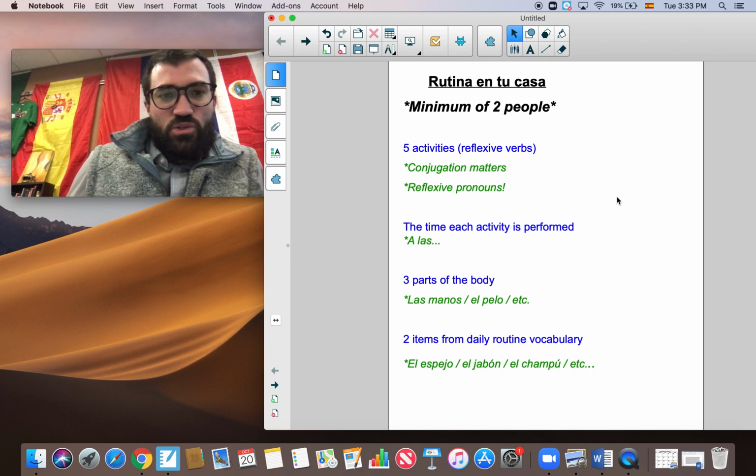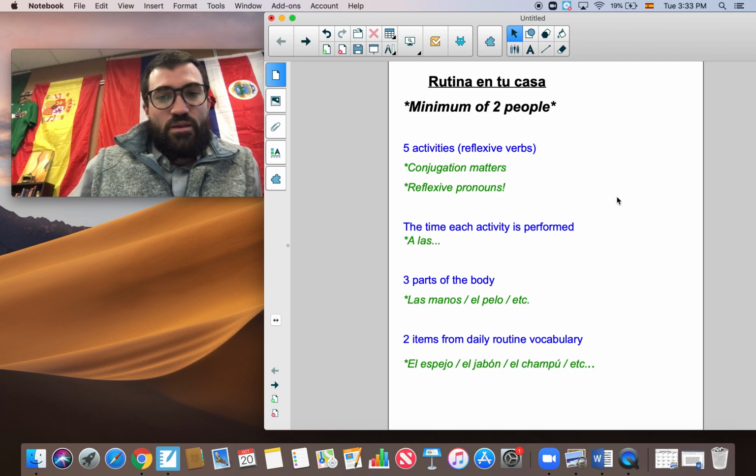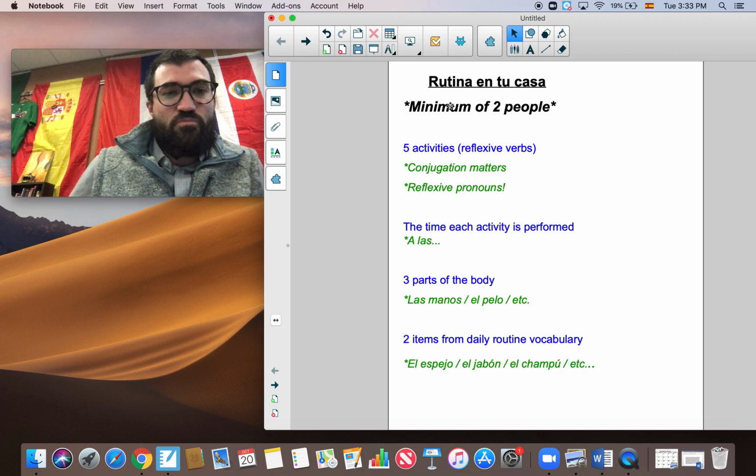Y nosotros vamos a hablar de la rutina en tu casa. ¿Sí? La rutina en tu casa. 2 personas mínimo. You're going to tell me about at least 2 different people at your house. The Google Docs assignment the other day, you had to write 3 different subject pronouns. We're focusing on 2 people, at least 2 different subjects. And the reason I'm saying at least 2 subjects is I want to make sure that you're able to conjugate reflexive verbs for at least 2 different subjects.